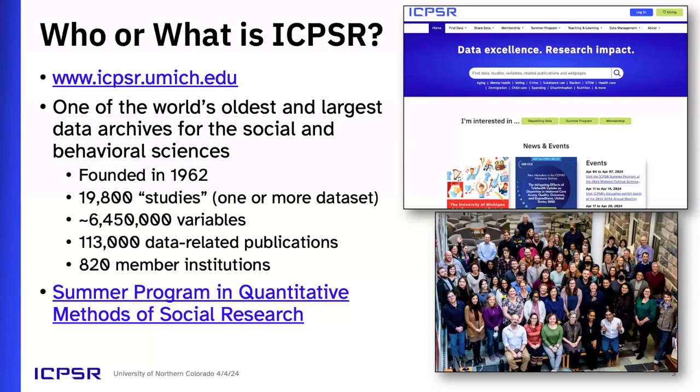We are a consortium, which means we're made up of member institutions. We currently have about 820 member institutions around the world. University of Northern Colorado is a member. So everything that I show you today is freely available to you. We also have lots of other resources that I'm not going to share today for helping with things like data management plans and grant writing. So I'm happy to answer questions about any of those, but I won't be talking about them directly.